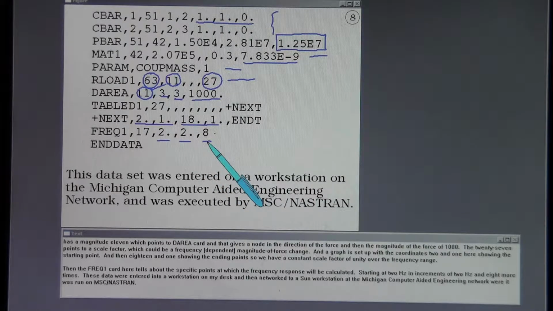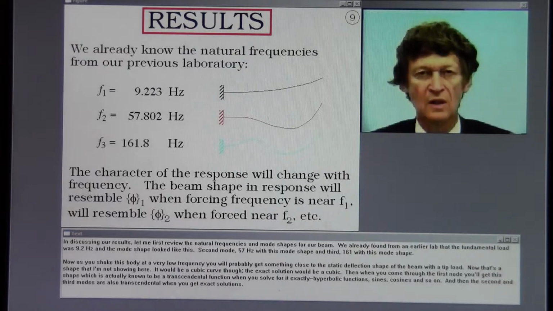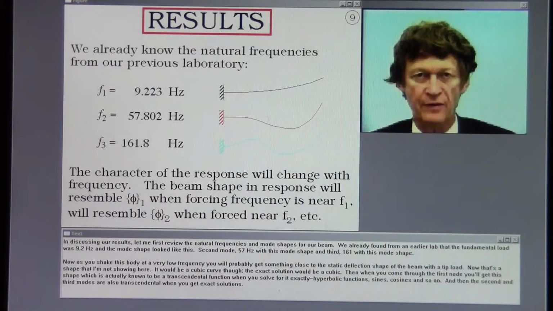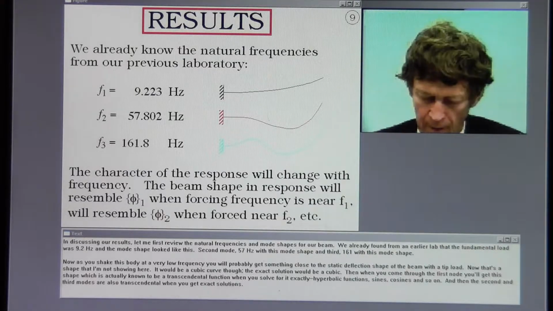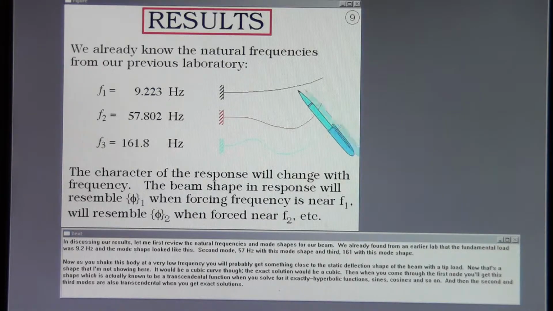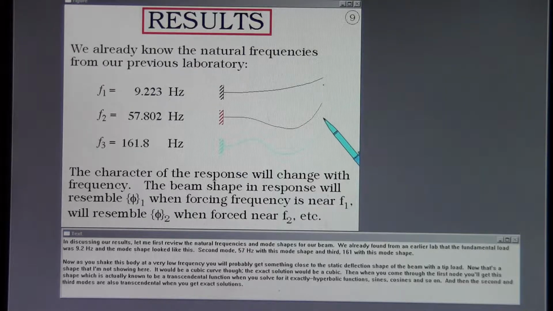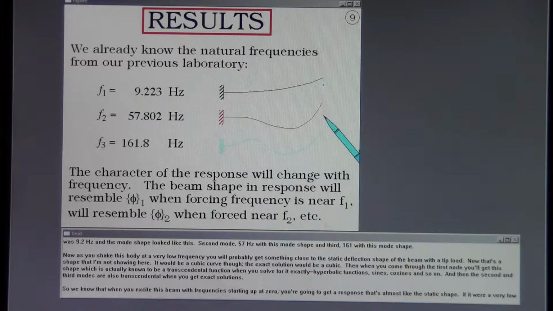These data were entered into a workstation on my desk and then networked to a Sun workstation at the Michigan Computer Aided Engineering Network, where it was run on MSC Nastran. In discussing our results, let me first review the natural frequencies and mode shapes for our beam. We already found from an earlier lab that the fundamental mode was 9.2 Hertz, and the mode shape looked like this. Second mode 57 Hertz with this mode shape, and third 161 with this mode shape.